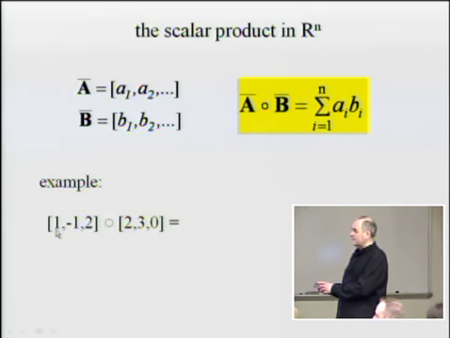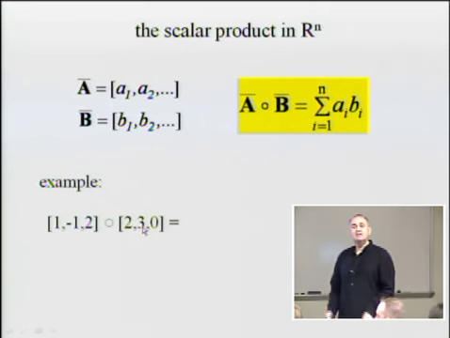1 times this 2, correct? So it is 2, right? Negative 1 times 3, so it's negative 3. And 2 times 0 is 0, so the answer is?